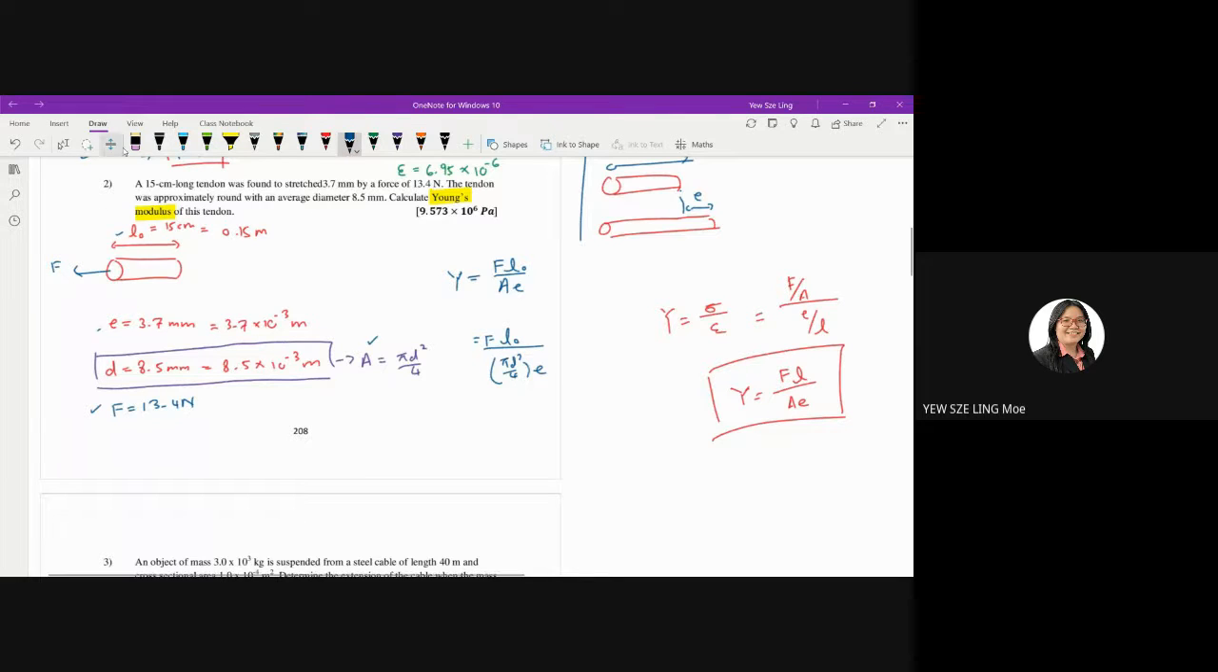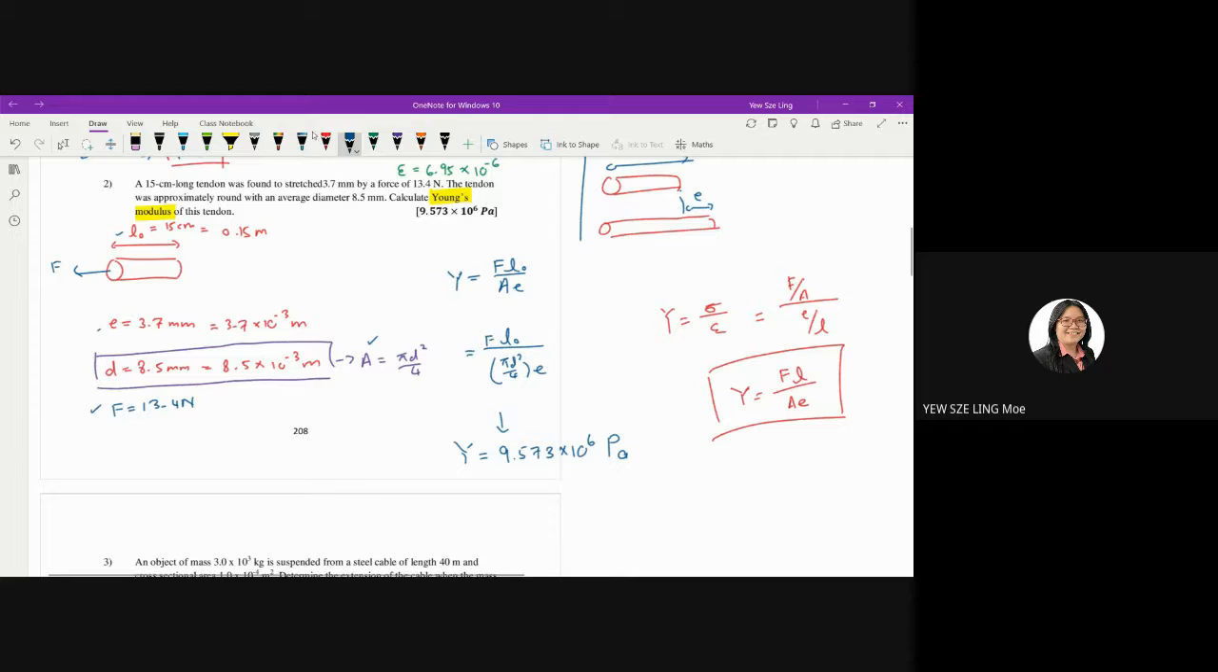So you calculate everything. I leave it to you. You substitute everything, you plug it all in. Then eventually you will obtain Young modulus equals 9.573 times 10 to the power of 6. So the SI unit is Pascal.